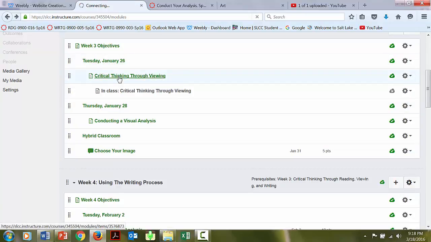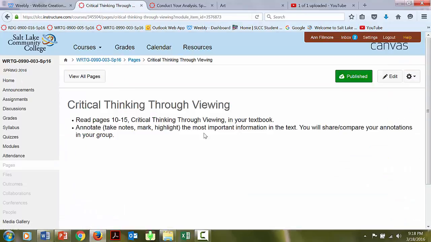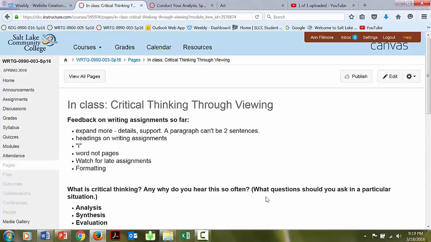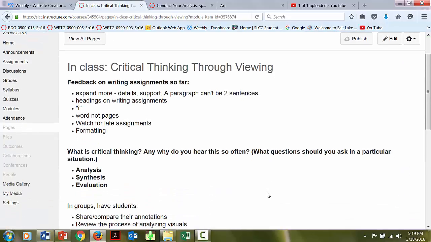So here, as you'll see, the reading for the day, and students do this before class, so they come to class prepared, was to read 5 pages from this chapter on critical thinking and annotate, to share. I'm going to click next. This is what we talked about in class.